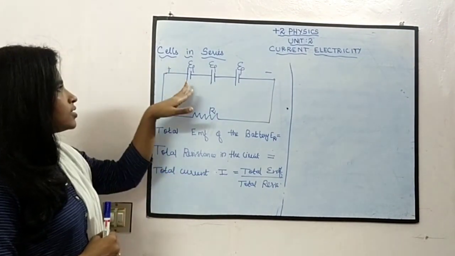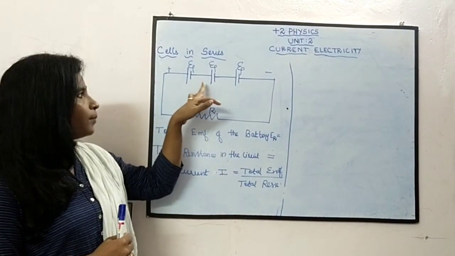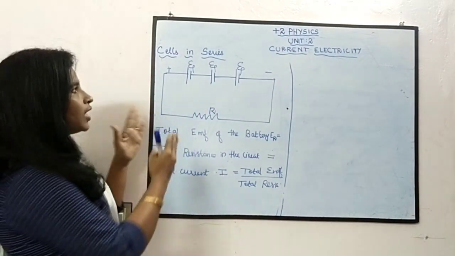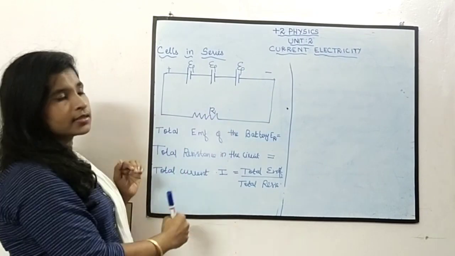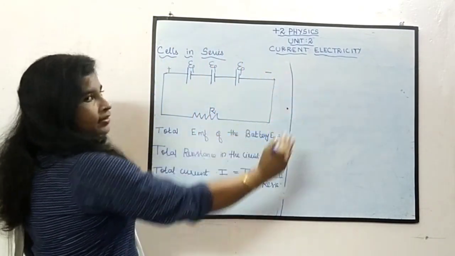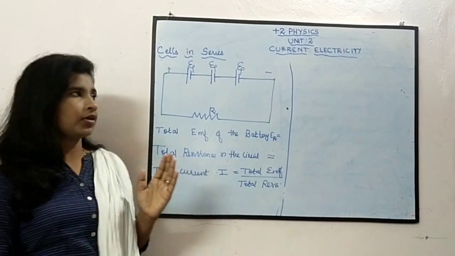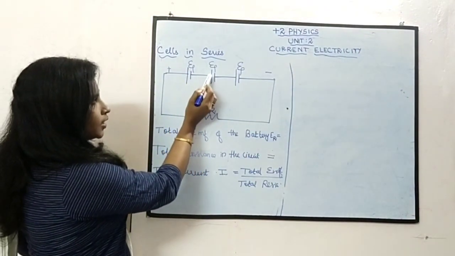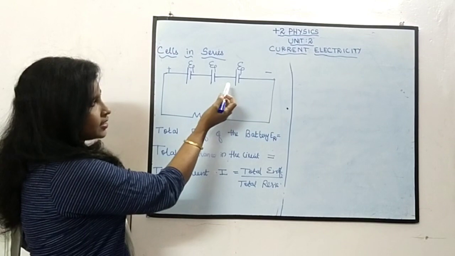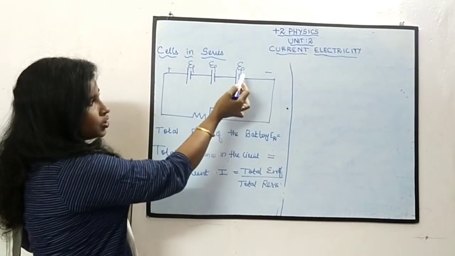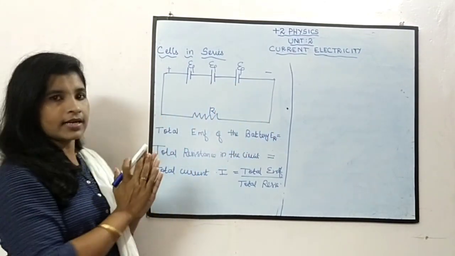So this is the cell. We know that this is the symbol of a cell. Here we have taken 3 cells connected one after the other. Series means connecting one after the other. Here the negative of one cell is connected to the positive of the next cell. Then it is connected across the resistor.